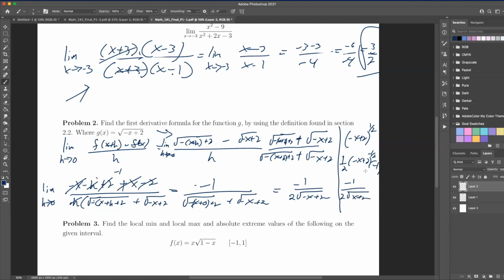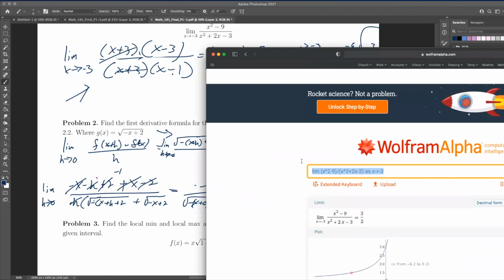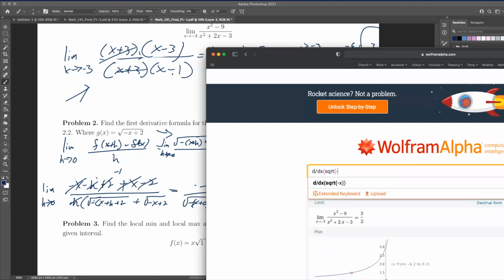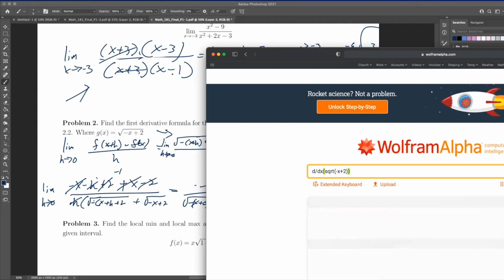So that works out. Now let's check it in Wolfram Alpha. And so here, to check a derivative, all we have to do is type in d dx. Then we just type in what we need here. And so here we have sqrt, which is how you type in a square root, minus x plus 2. And here we go. They swapped this for whatever reason, but this is equivalent to ours. And so we're good to go.